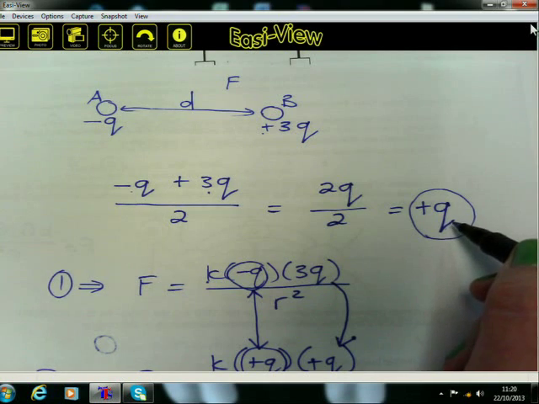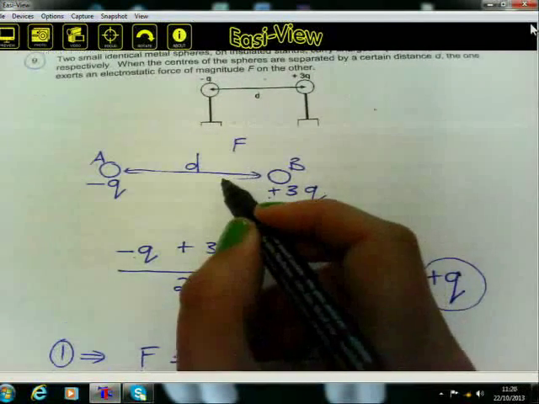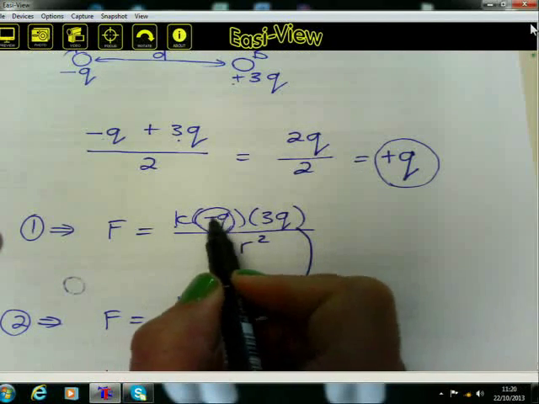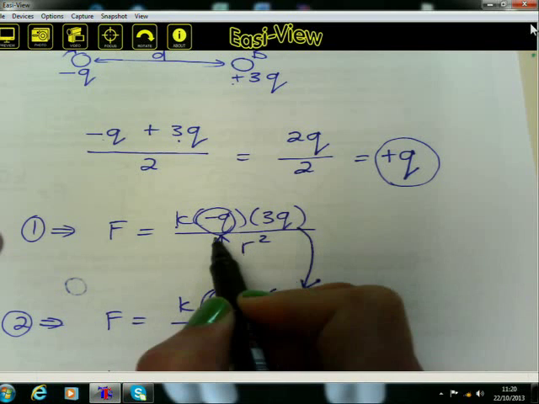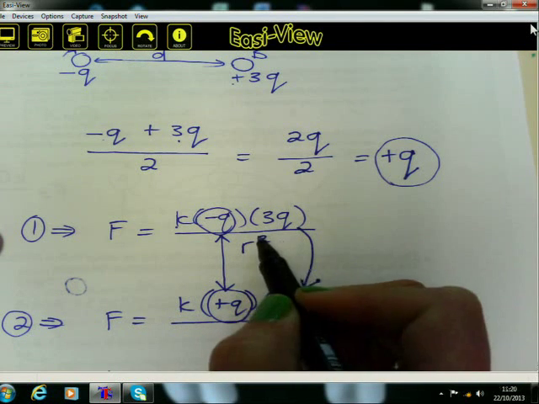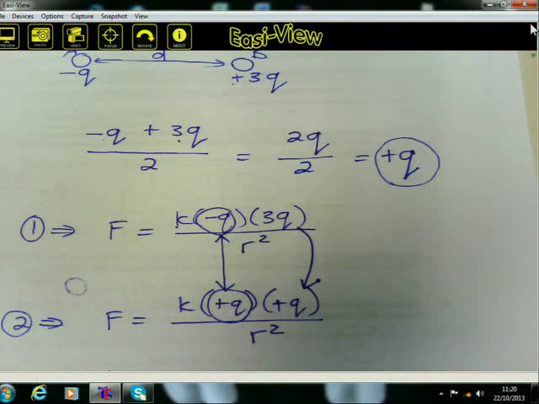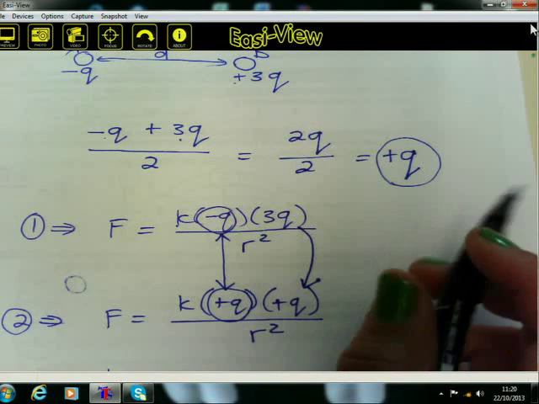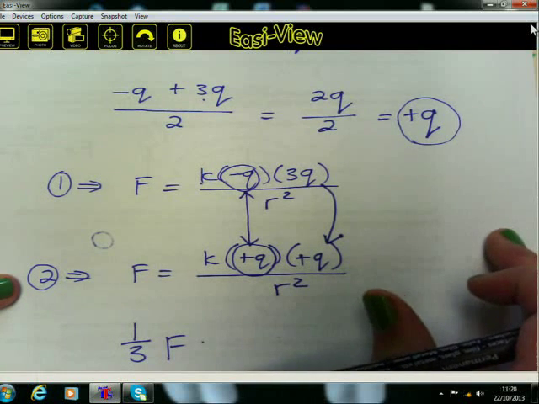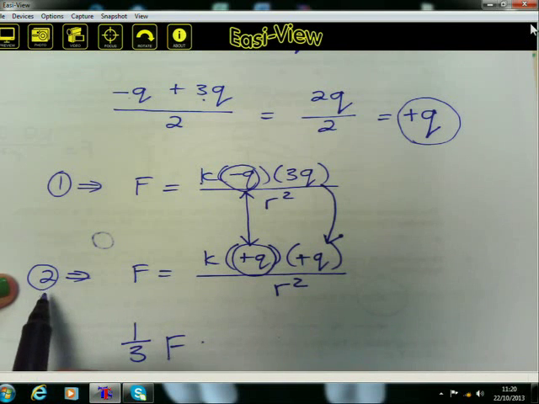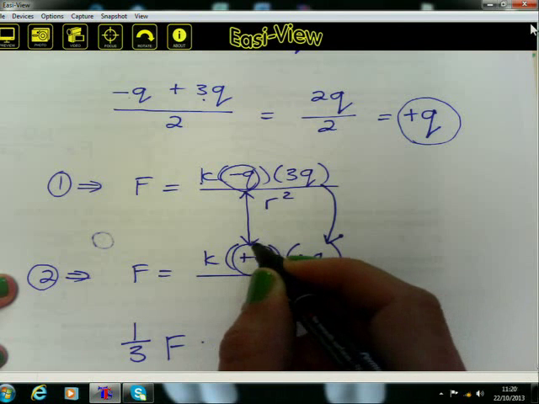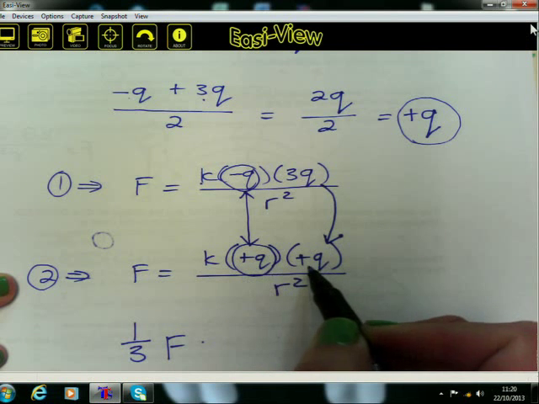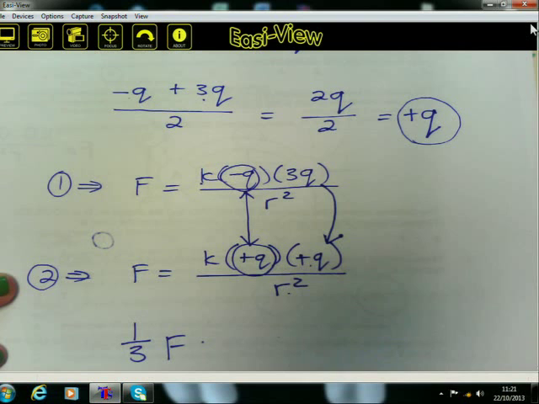Now let's go substitute the original values in expression 1. The original values, minus q plus 3q over r squared. Nothing happened to the distance because they said after they touched, they put it back to where they were. So r stays the same distance. What happens in the second expression after they touched? They both now have charges of plus 1q. So we substitute plus 1q and plus 1q and the distance stayed the same.